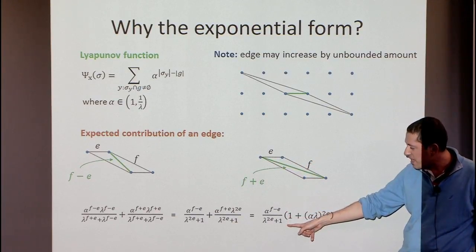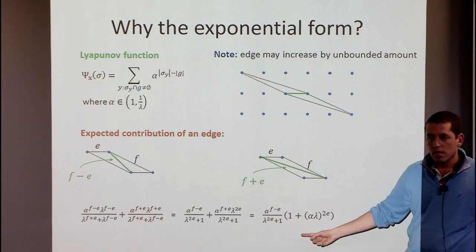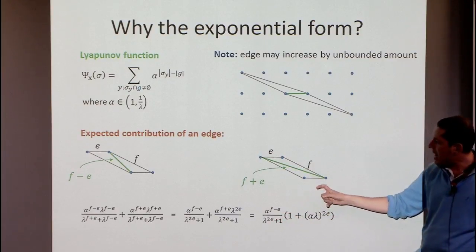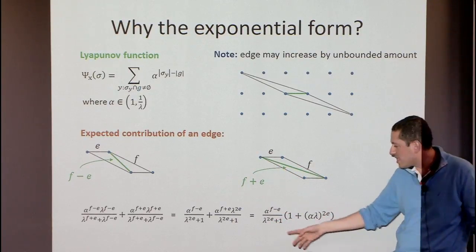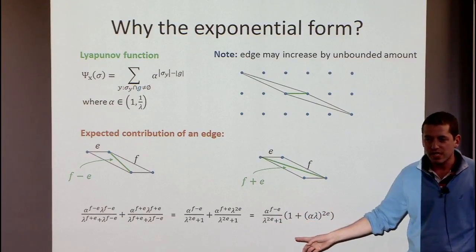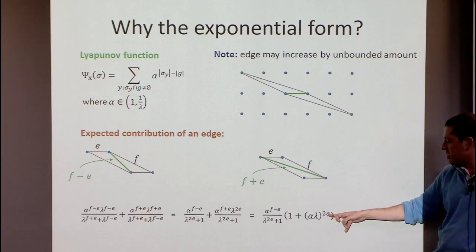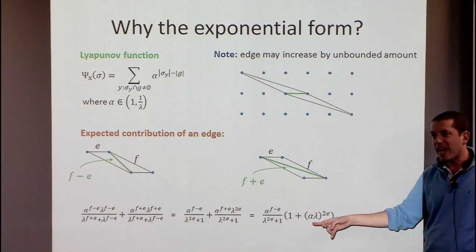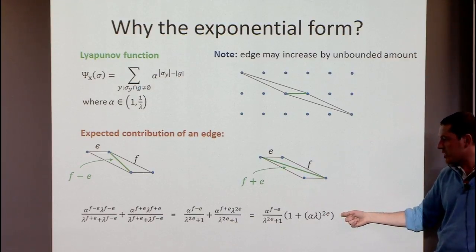Then you have a term here that's 1 plus lambda to the 2E. Lambda is more than 1, and 2E is the amount the edge changed in size. It could be very large, but the larger it is, the closer it is to 1. So it doesn't harm you. And you have this other term that has alpha lambda to the 2E, but you are setting alpha to be small so that alpha lambda is less than 1. So this also doesn't harm you.